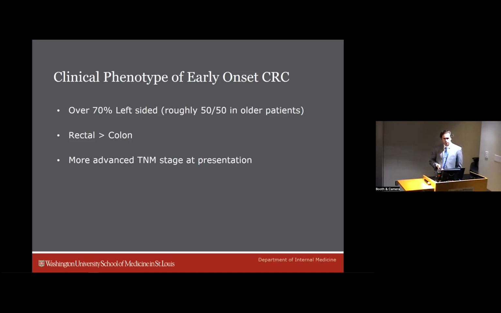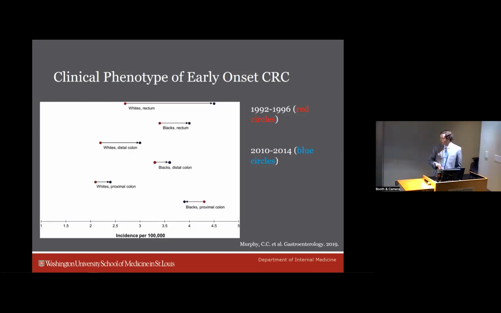Unfortunately, it is a hallmark that these patients tend to have more advanced TNM staging at diagnosis. And a higher proportion are going to have inherited syndromes, for example, Lynch syndrome or familial adenomatous polyposis. And I will just note that it's not that these are getting more common in and of themselves. It's just that patients with those genetic syndromes do tend to present at an earlier age.